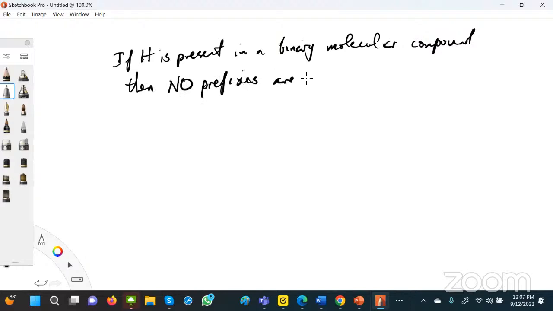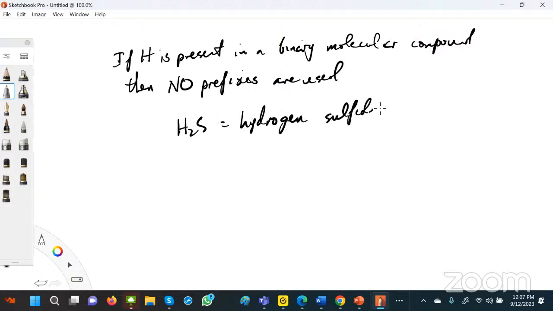Okay, so let me explain. Let me use an example of this. For example, let's say you're given H2S, right? Then you're not going to use any prefixes at all for any of the elements, right? So the name of this compound would simply be hydrogen sulfide.